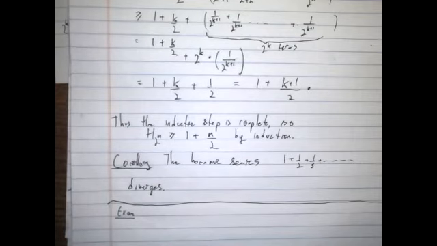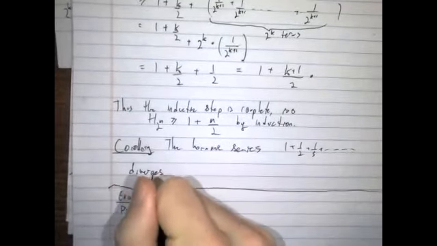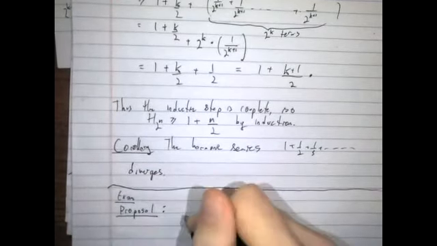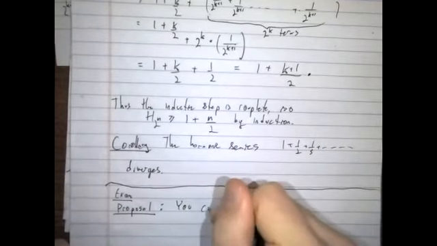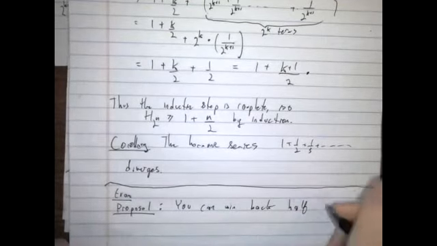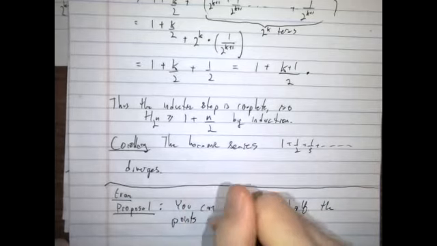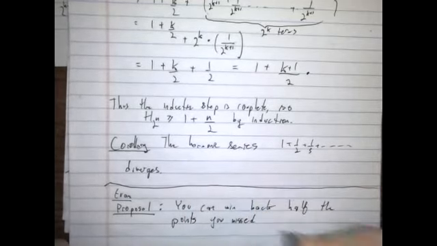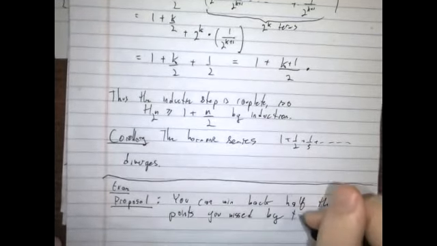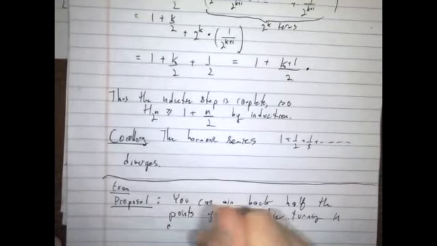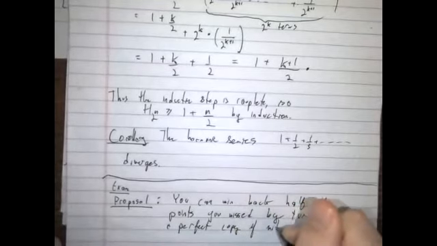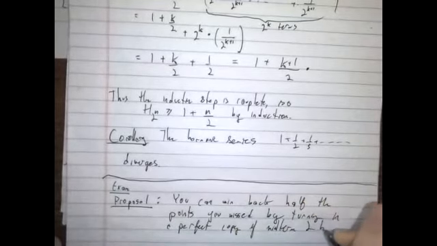So here is my proposal. My proposal is that you can win back half the points you missed by simply turning in a perfect copy of midterm 2 before the final.